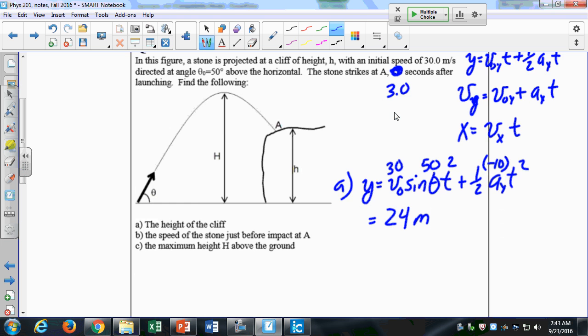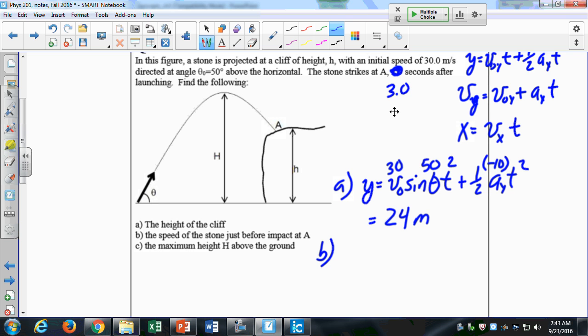Now part B is a little bit more complicated because I have to do several steps. But if I want to know the speed of impact at point A, remember before we said if we're down here, the speed of impact would be the same as what we started with, right? But here, that speed is somewhat different. Now, the x component of the velocity is going to be the same as at the beginning, but the y component of the velocity is going to change.